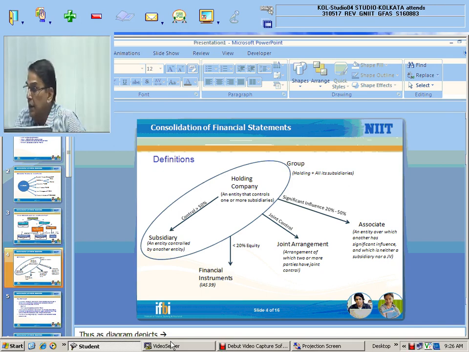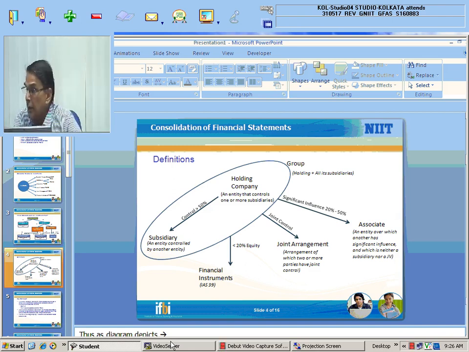Then the investor company can have control over another entity through a joint control mechanism. It could be a joint arrangement or joint venture. So arrangement of which two or more parties have joint control over another company. And if the investment in the investee companies comprises less than 20% equity shares, voting shares of the investee company, then the investment is considered as financial instruments where the applicable standards will be IAS 39.